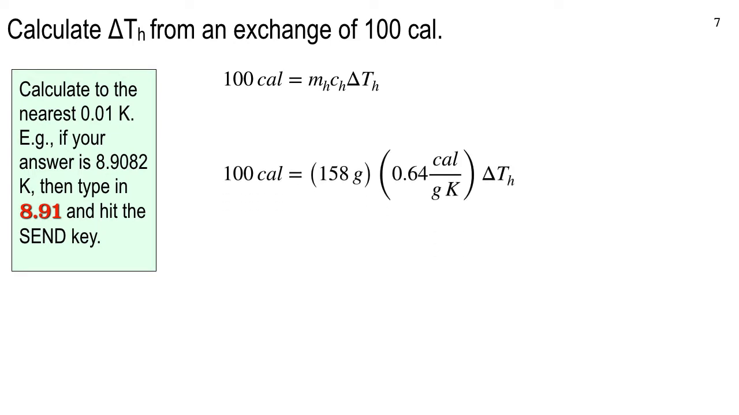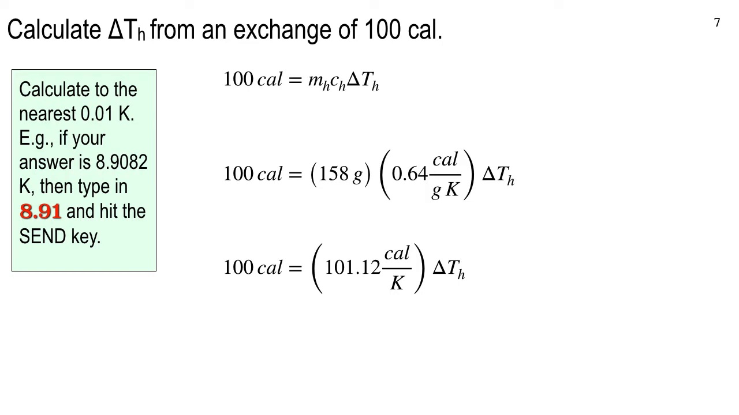All right, here's your plug-in. Now 158 grams, that's the mass of the honey, and its specific heat is 0.64 calories per gram Kelvin. So this is not going to be a cinch, but it's still pretty easy. Those first two parentheses multiply out to 101.12 calories per Kelvin. Anybody verify me on that? Remember that coming up? Raise your hand if you verify me. Okay, good.